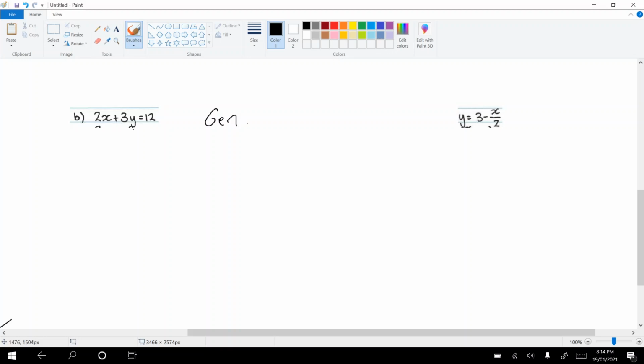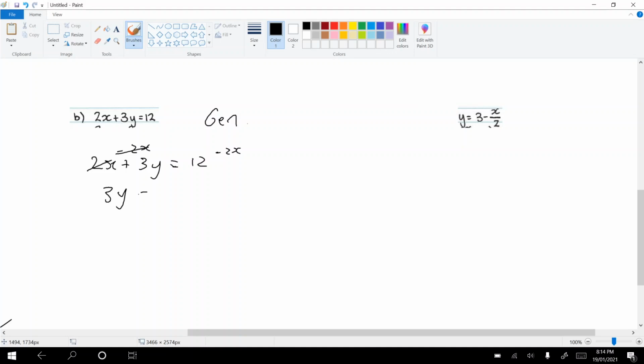Now, our very next part is going to be to rearrange it to get it into y-intercept form. That means we want to get y by itself. So this is our default equation, 2x plus 3y equals 12, and we're trying to get y by itself. So we're going to start by subtracting 2x from both sides. And over here, 2x take 2x, that's going to cancel.